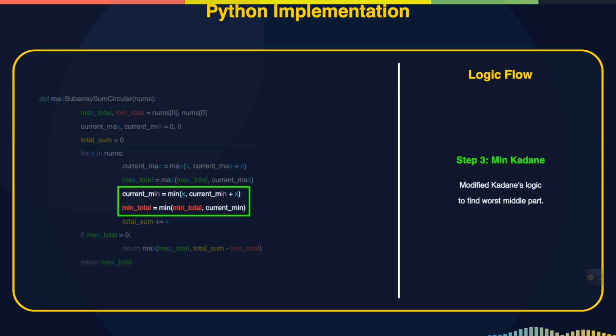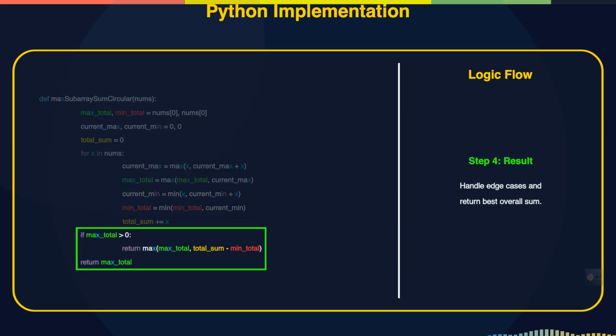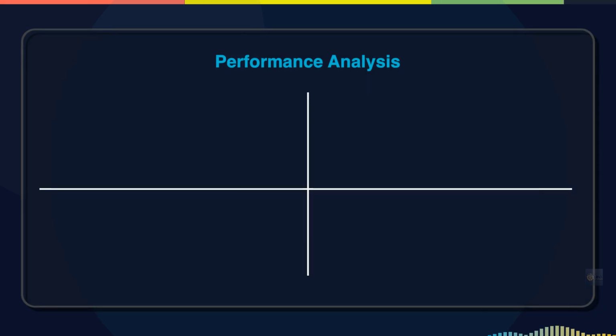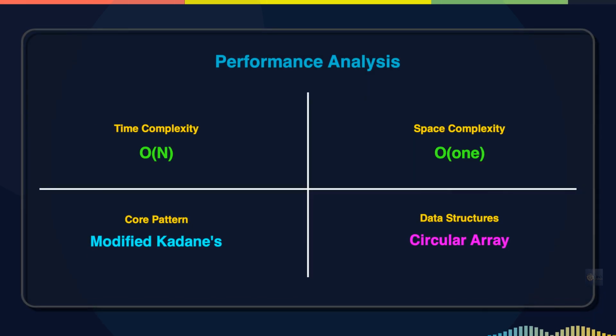There is one tiny edge case: if all numbers are negative, total sum minus min total would be 0, which represents an empty subarray. In that case, we just return the standard max total. Looking at the complexity, the time complexity is O of n, because we traverse the array exactly once to calculate all values. The space complexity? O of 1. We only used a few variables to track our sums, making this extremely efficient.